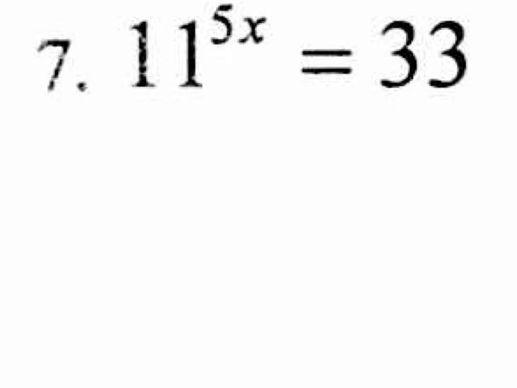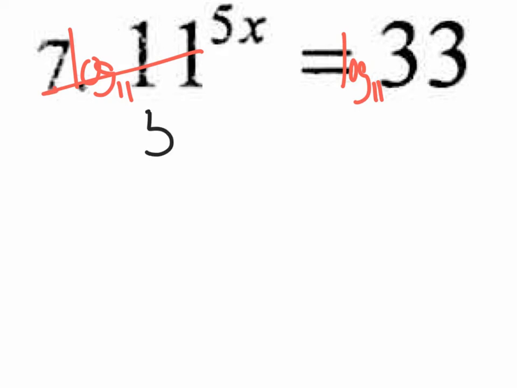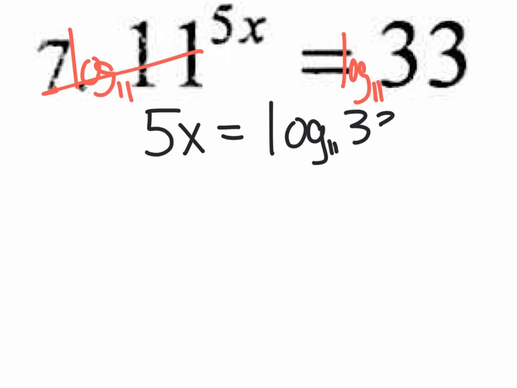So bottom line is I want to solve for x. X is an exponent. I don't want it to be an exponent. So how do I get that x to come down? Anybody? You're going to apply a log base 11 to both of these guys. So log base 11 of 11 cancels out. You're going to have a new equation that says 5x equals log base 11 of 33.